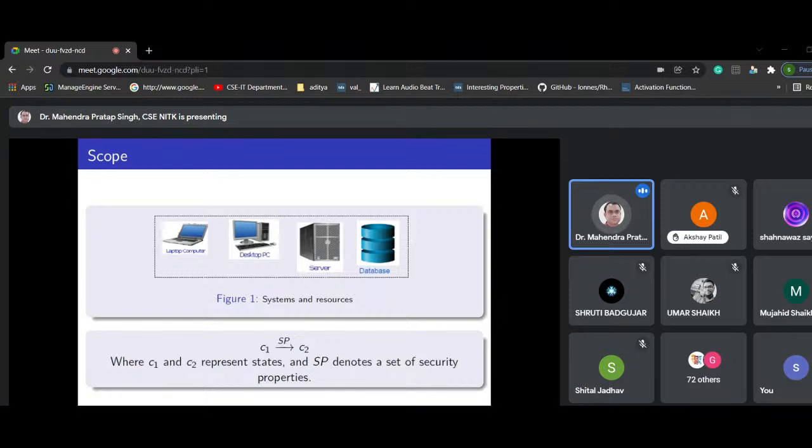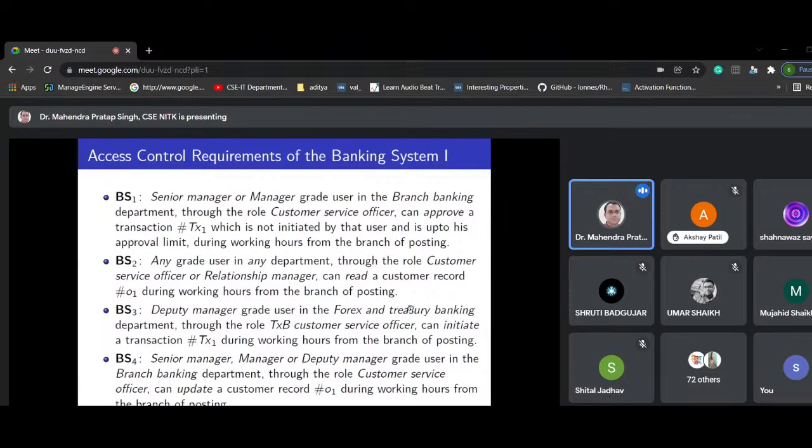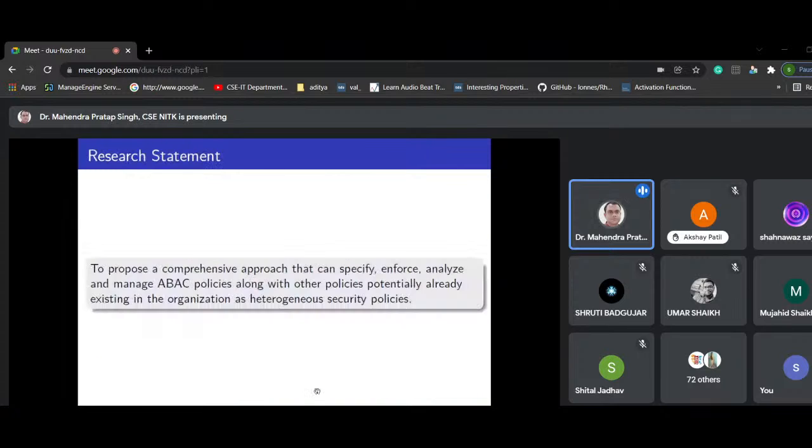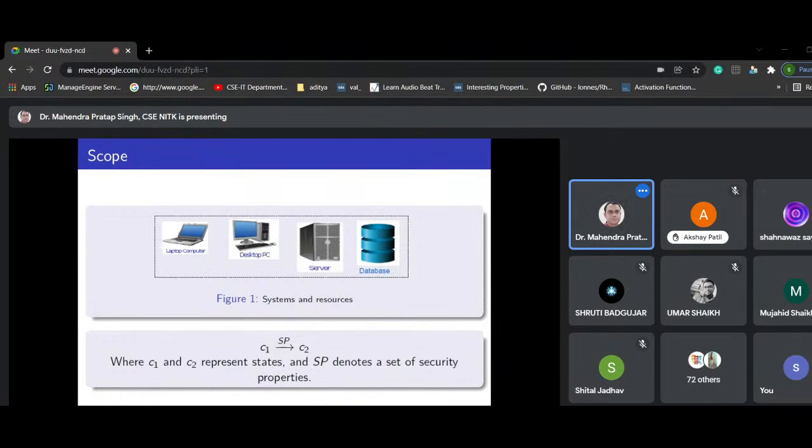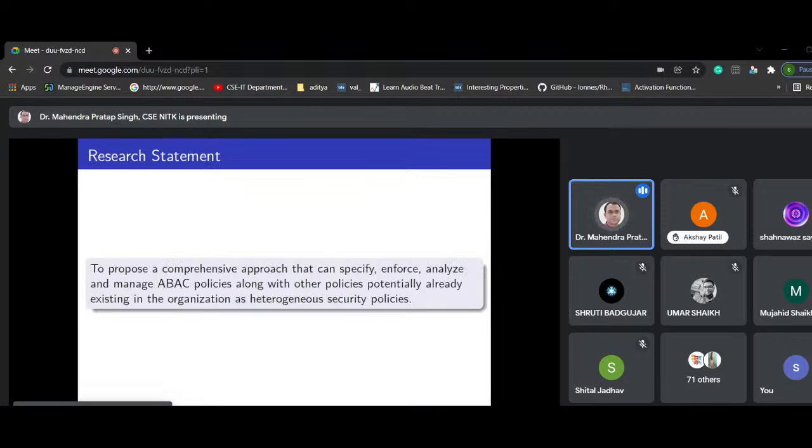Simultaneously, at multiple levels of granularity, as you can see in the previous examples, access is restricted during working hours from the branch of posting. So see the granularity of time, the granularity of the location. Let's say if we have a unified framework that would help an administrative user to specify such type of access control policies. Because now again the question is, who specifies these policies?